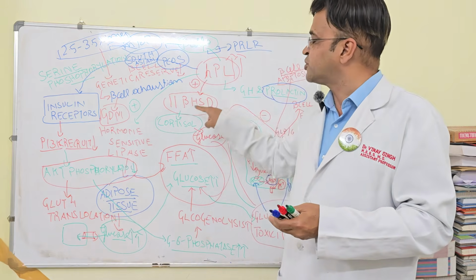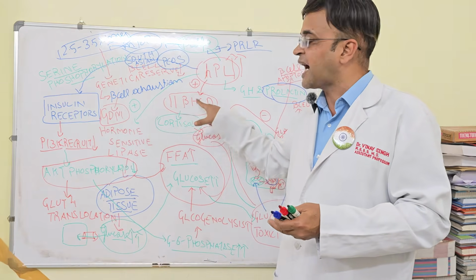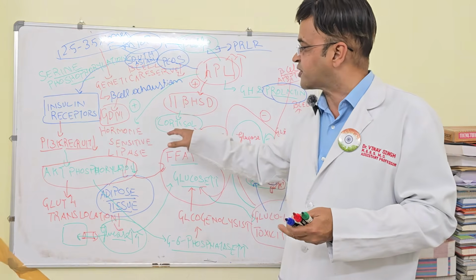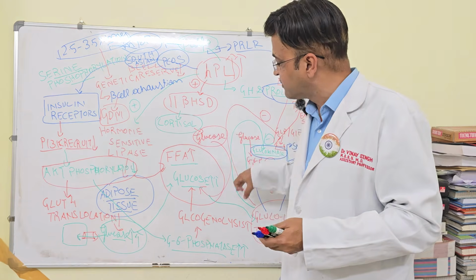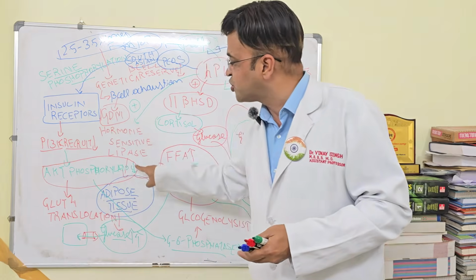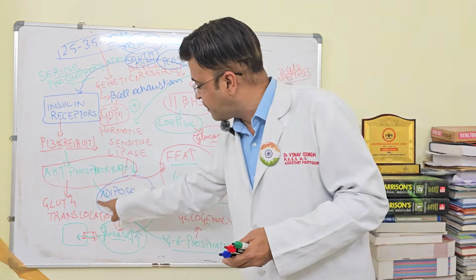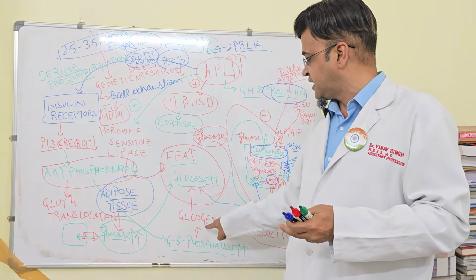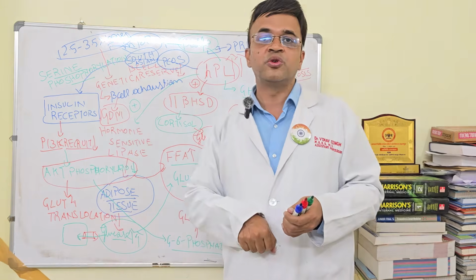Your human placental lactogen can directly stimulate your 11-beta hydroxysteroid dehydrogenase. This will increase the level of cortisol, and this will also lead to an increase in glucose level, which will add to this pool. The reduced AKT phosphorylation over here will upregulate your glucose 6-phosphatase. This will increase the glycogenolysis. This will also add to the glucose pool.